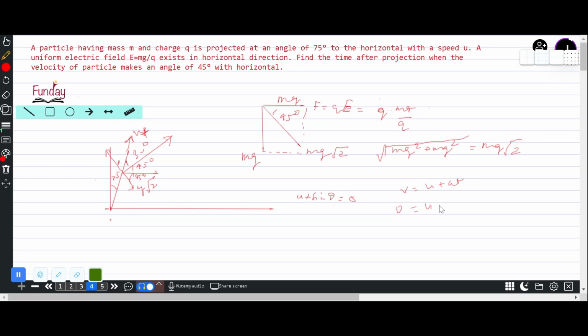So we will use the formula v is equal to u plus at. So v becomes 0 in the vertical, the new y-axis reference frame. So this is u sin 30 minus g root 2 into t, right? And sin 30 is 1 by 2. So it becomes u sin 30 is equal to g root 2 t. So t is equal to u sin 30 by g root 2, and sin 30 is 1 by 2. So the answer is u by 2 root 2 g. Thanks.